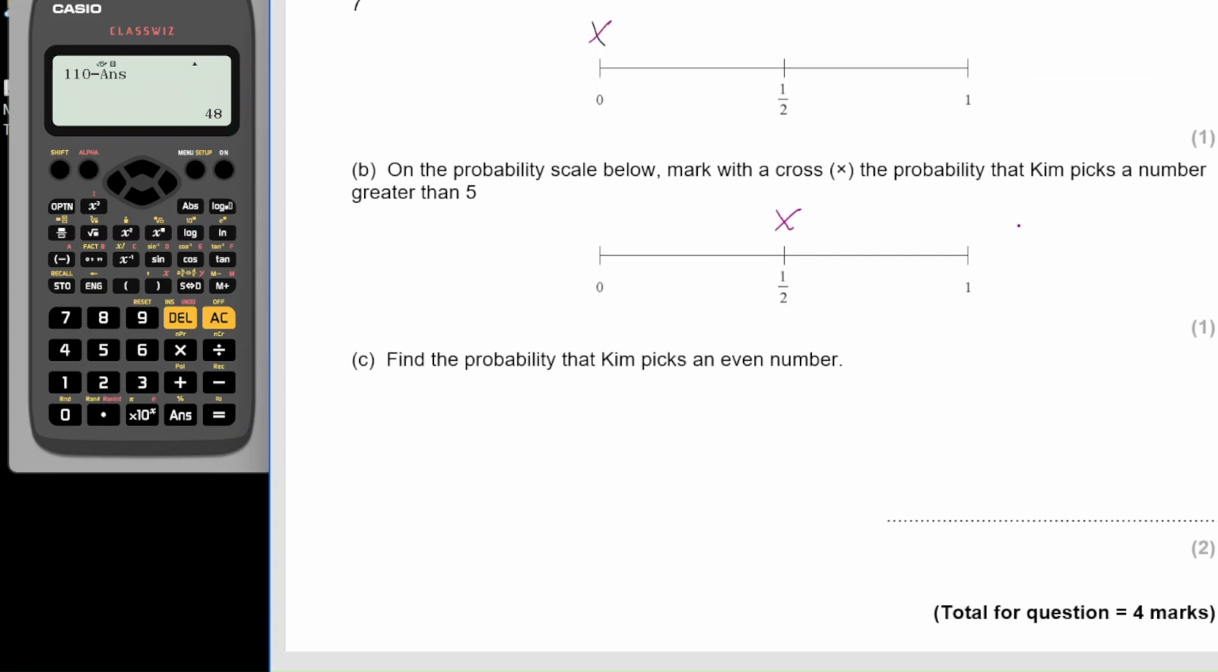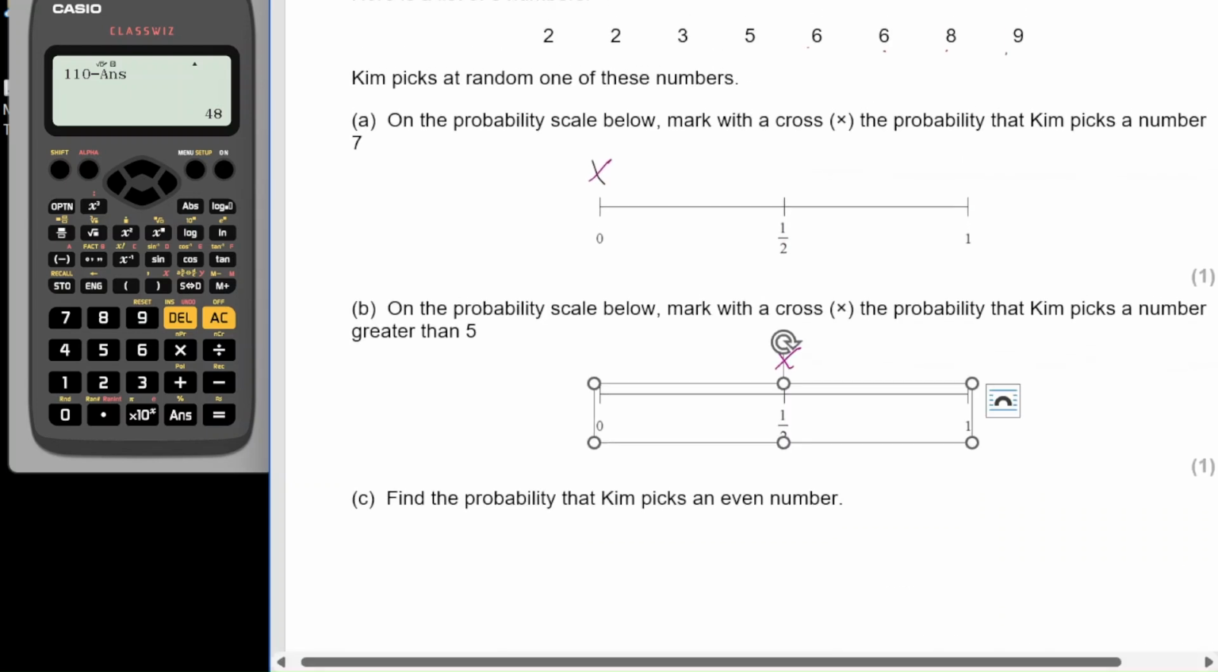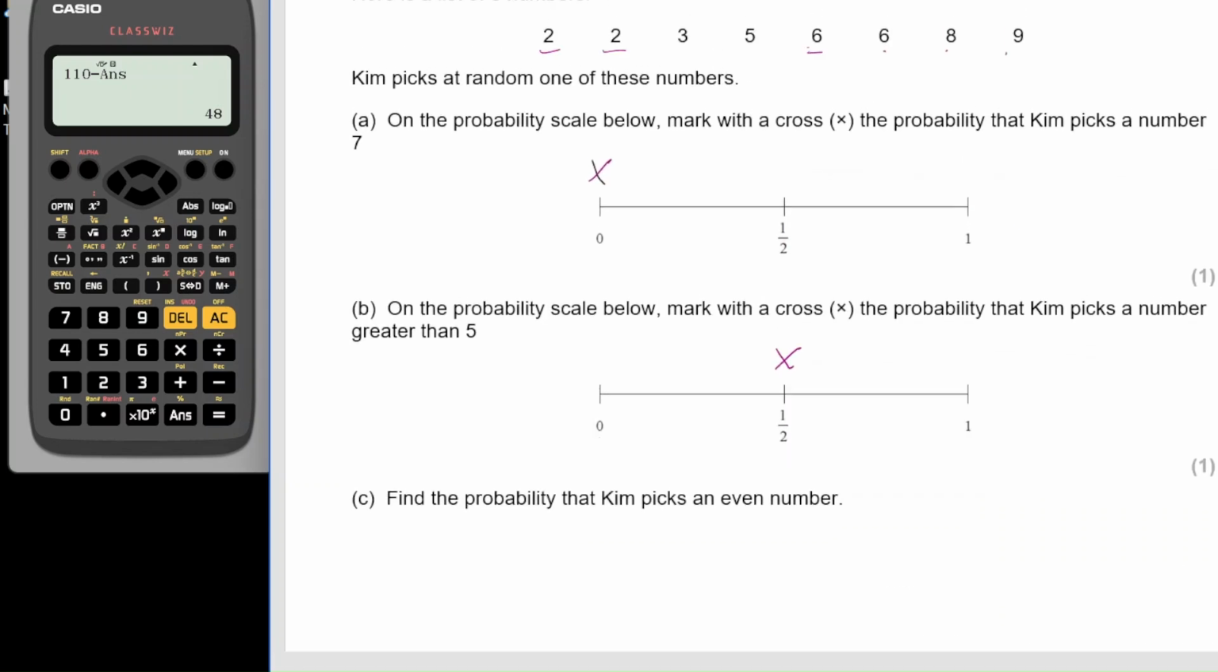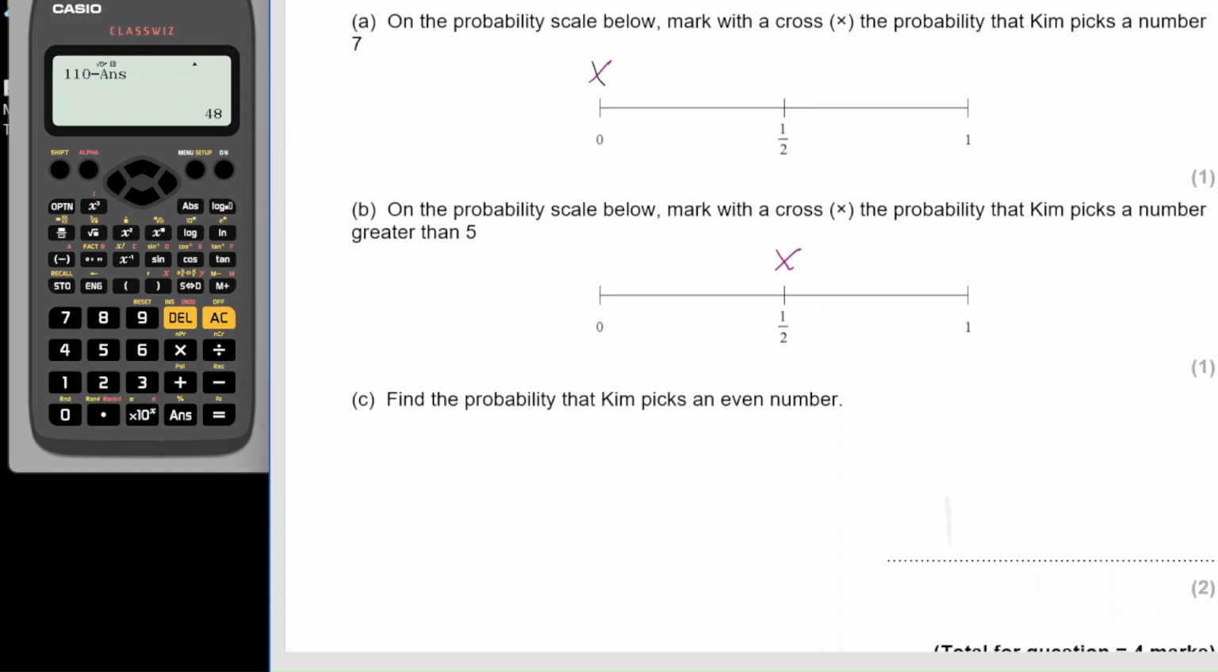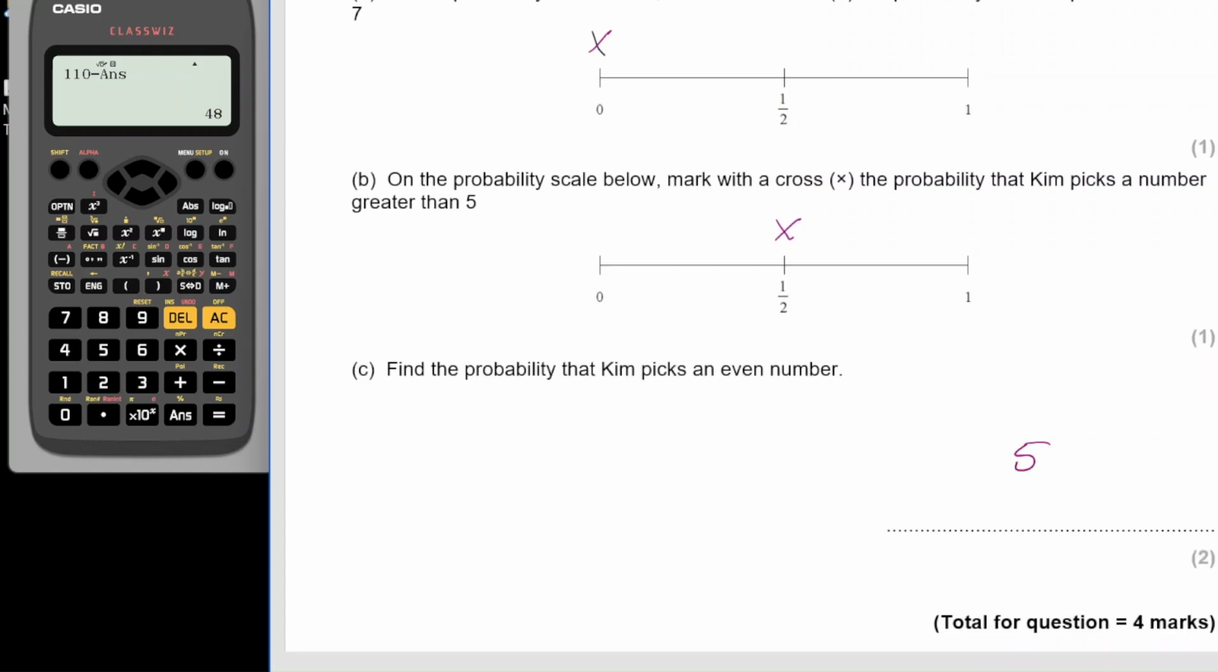Find the probability that Kim picks an even number. So we've got 1, 2, 3, 4, 5 even numbers. So it's going to be 5 out of the number of numbers, 8. So 5 out of 8.